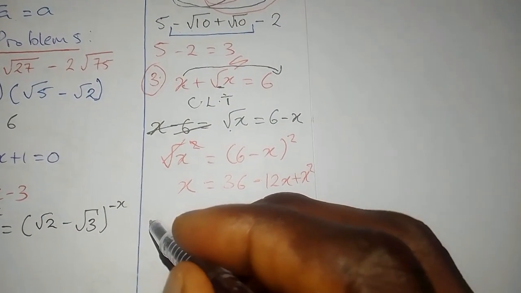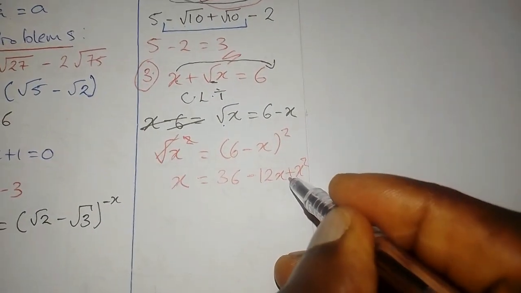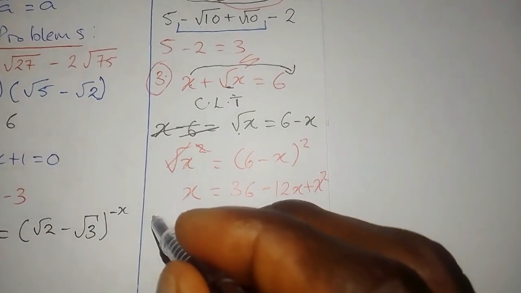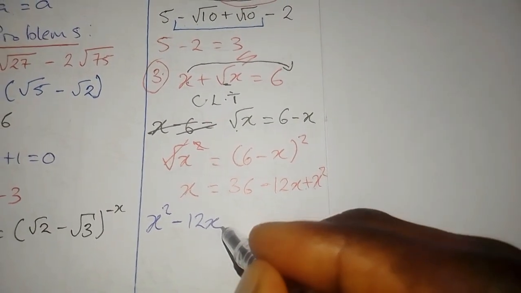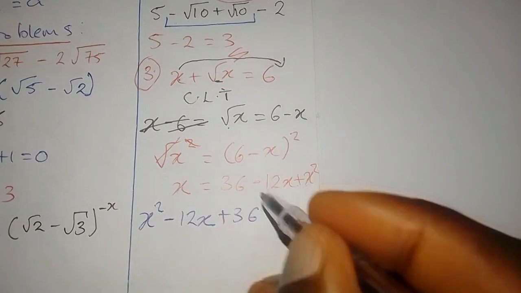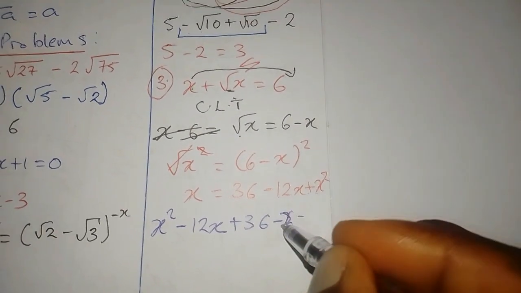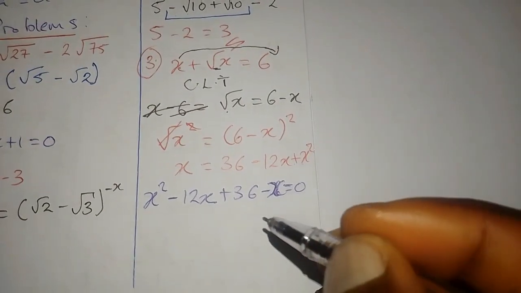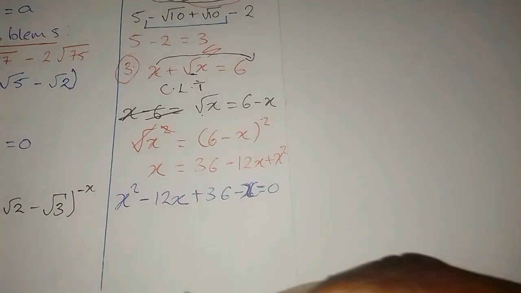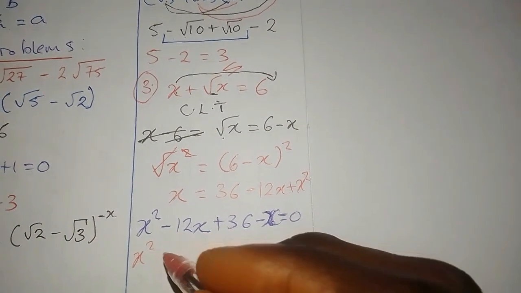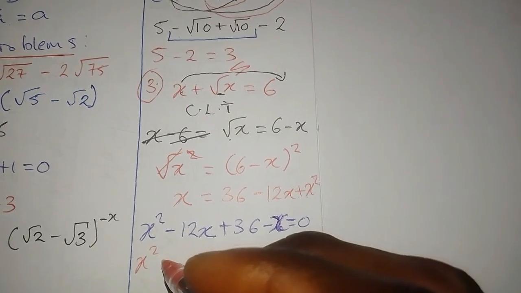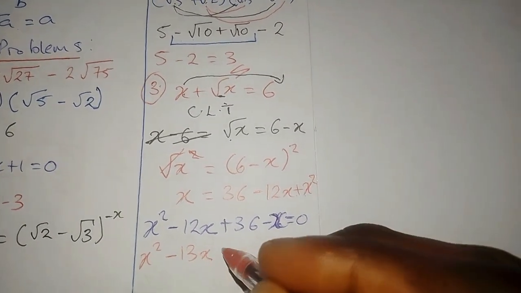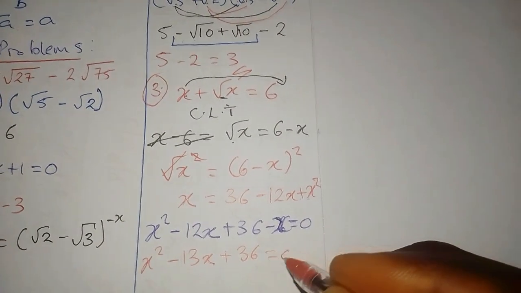So we are going to say, let's leave this one here, let's bring this x over here, then we put it in a mirror. That means this x will now be seen here. So x square minus 12x plus 36, bringing this one here, minus 6, minus x equals 0. Oh, this is a quadratic equation. Wow, that's nice. I've solved it. I've explained this before. So that would be x square minus 12x minus 1x, that's minus 13x plus 36 equals 0.